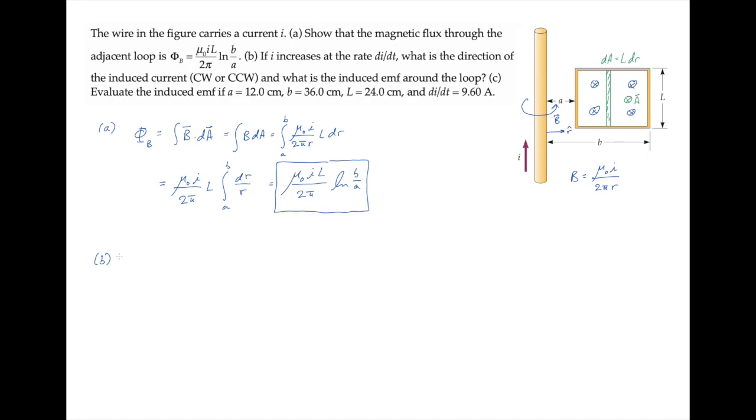Lenz's law tells us that the induced magnetic field will counter that change in flux, so the induced magnetic field, which I'll draw in red, must be directed out of the screen. Then we use the right-hand rule to see this magnetic field must be due to a current in this direction, which is counterclockwise around the loop.